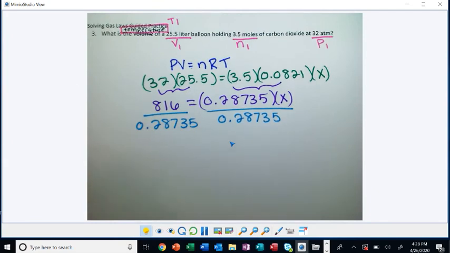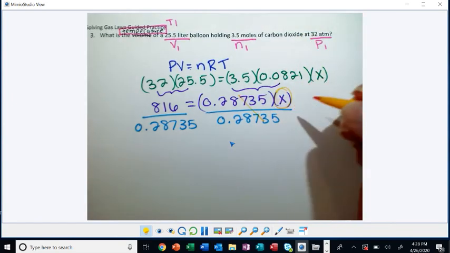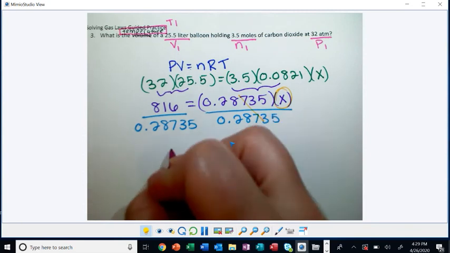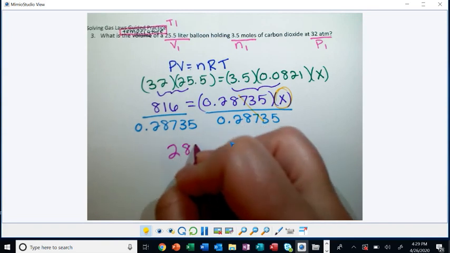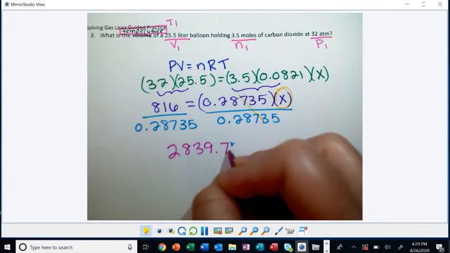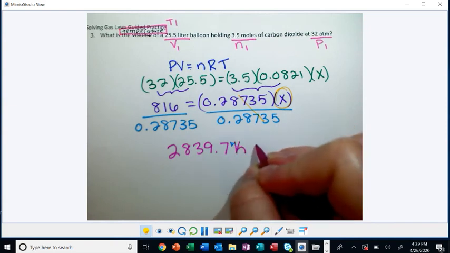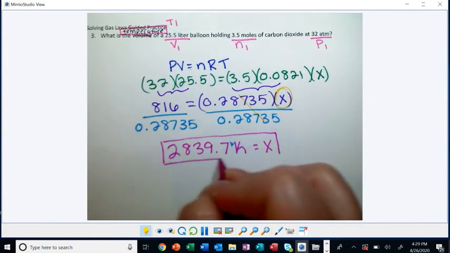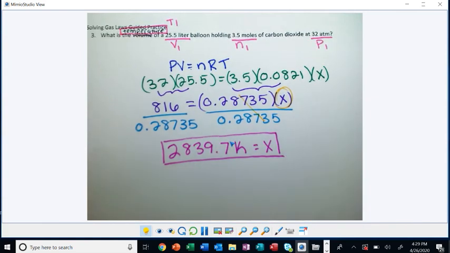Now we're going to plug it in. So these cancel out. I still have my X on this side. I have 816 divided by 0.28735, and that gives me 2,839.7, and temperature always must be in Kelvin, and that's going to be my X. So when you have one of every variable, you must use this equation.